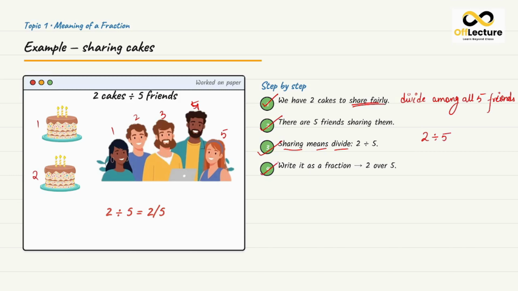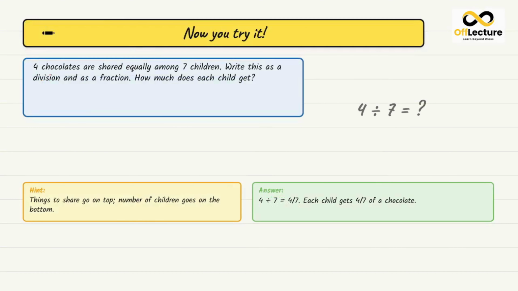Now let's do an example of it. There are 4 chocolates shared equally among 7 children. Write this as a division and as a fraction. How much does each child get? Pause the video and then we will see its answer.